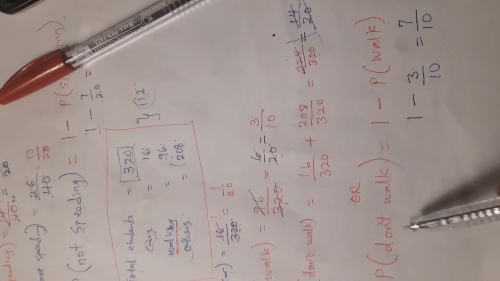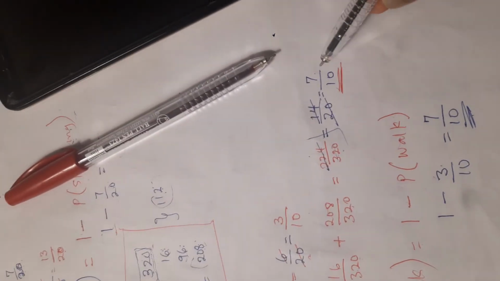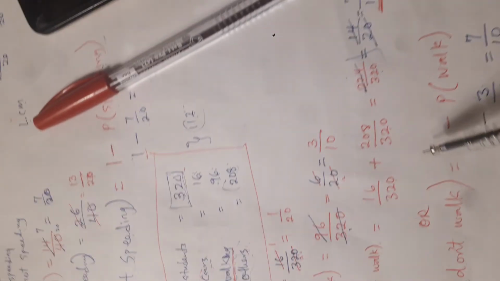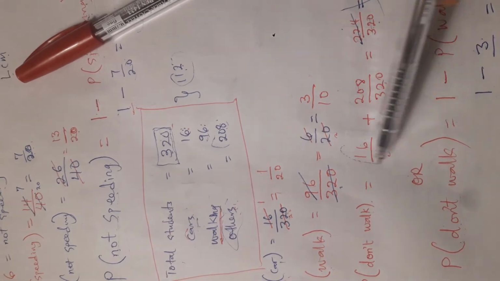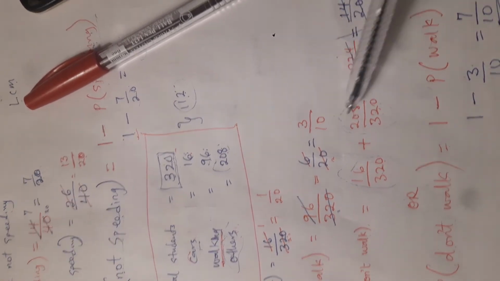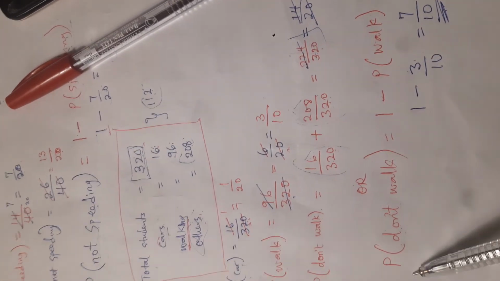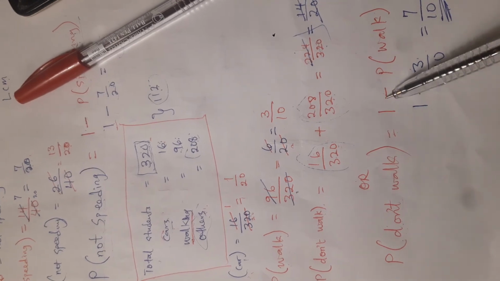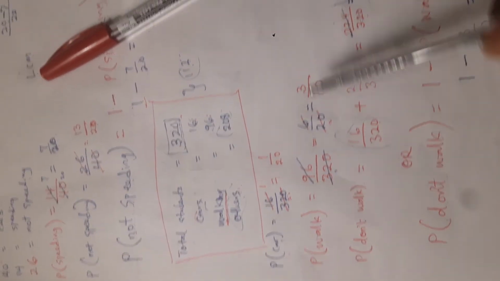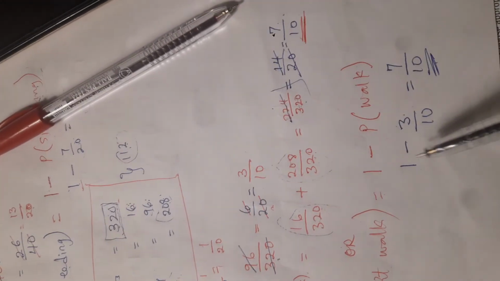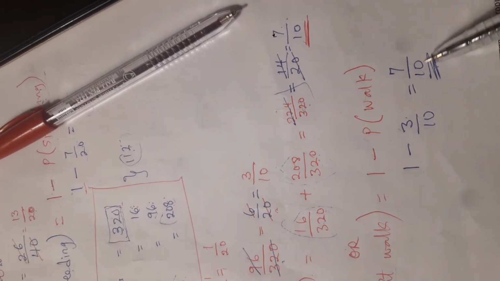So the probability that they don't walk to school is 7 over 10. Now can you see we arrive at the same answer? I used the other method. The other method says that they don't walk to school means they use a car and they use others. We arrive at 7 over 10. Or you say that the probability that they don't walk to school is 1 minus the probability that they walk to school. Walking to school is 3 over 10. That's how I got 1 minus 3 over 10, and I arrive at 7 over 10.